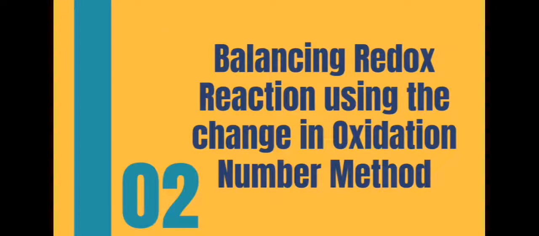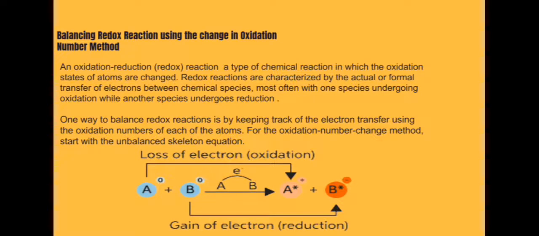Balancing redox reaction using the change in oxidation number method. An oxidation reduction or redox reaction is a type of chemical reaction in which the oxidation states of atoms are changed. Redox reactions are characterized by the actual or formal transfer of electrons between chemical species, most often with one species undergoing oxidation while another undergoes reduction. And one way to balance redox reaction is by keeping track of the electron transfer using the oxidation numbers of each of the atoms.